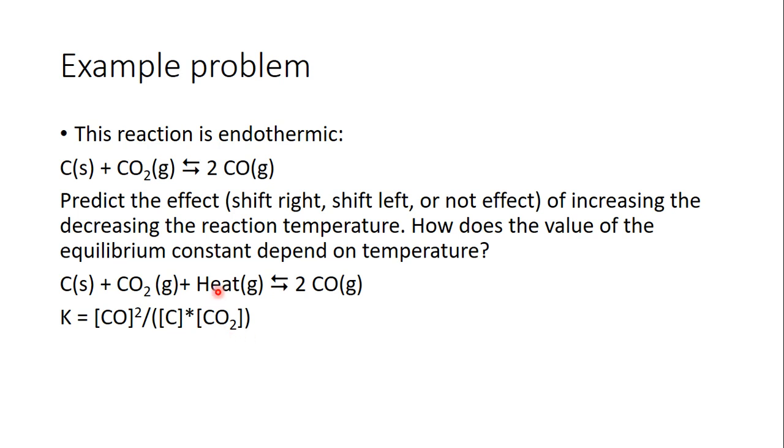So if we add heat, it's like we're adding a reactant. We're going to shift to the product side. If we shift to the product side, we increase our numerator, decrease our denominator, and K increases. If we remove heat, it's like we are removing a reactant. Therefore, we will take some of our products and make them into reactants. Our numerator will decrease, our denominator will increase, and so we will decrease K.